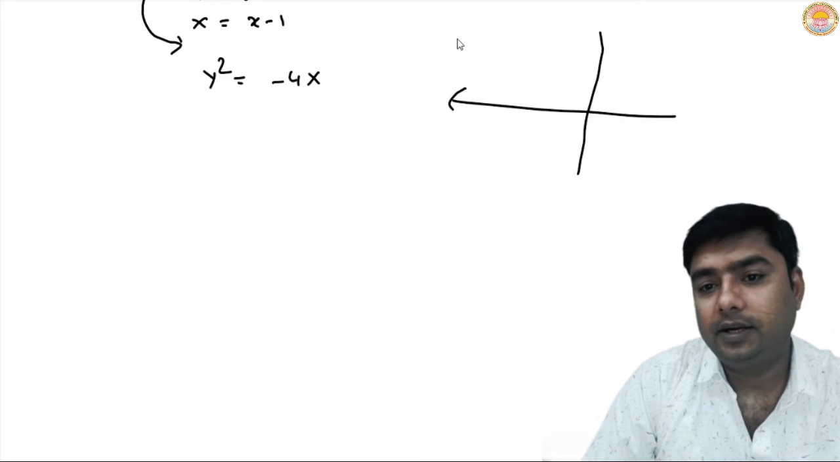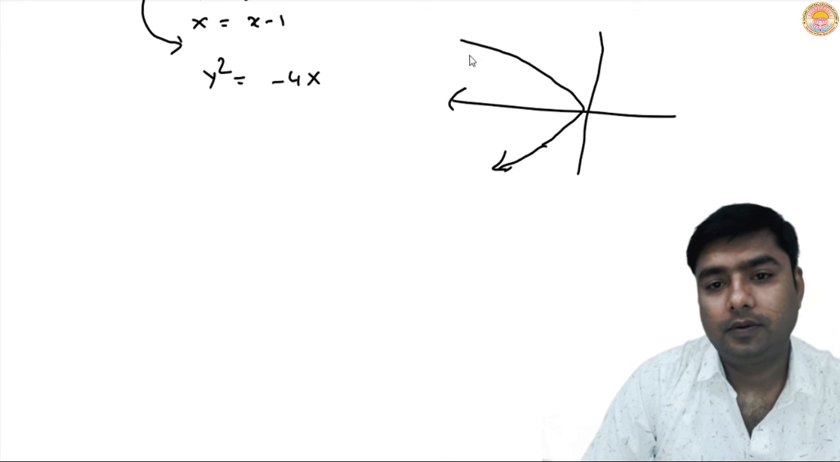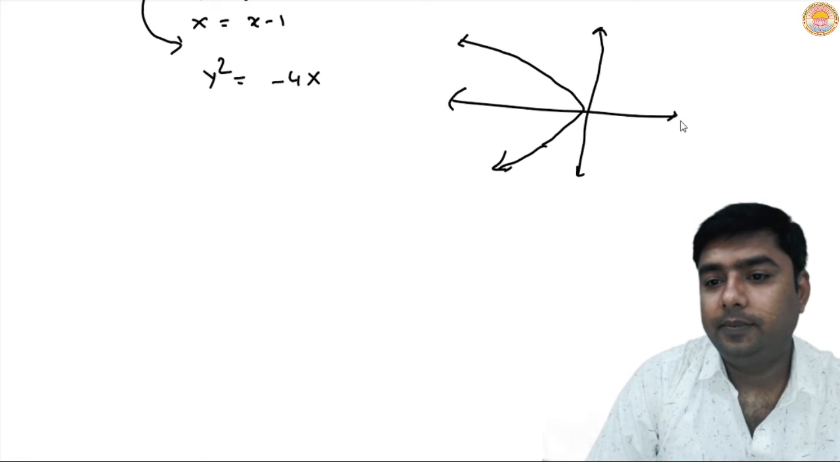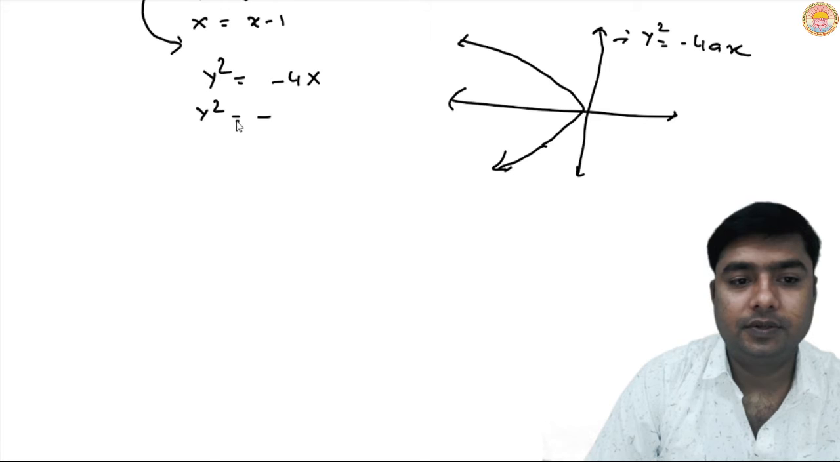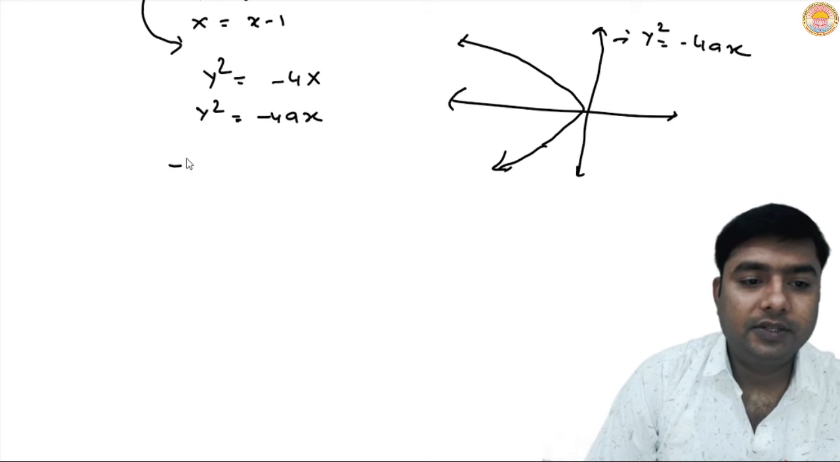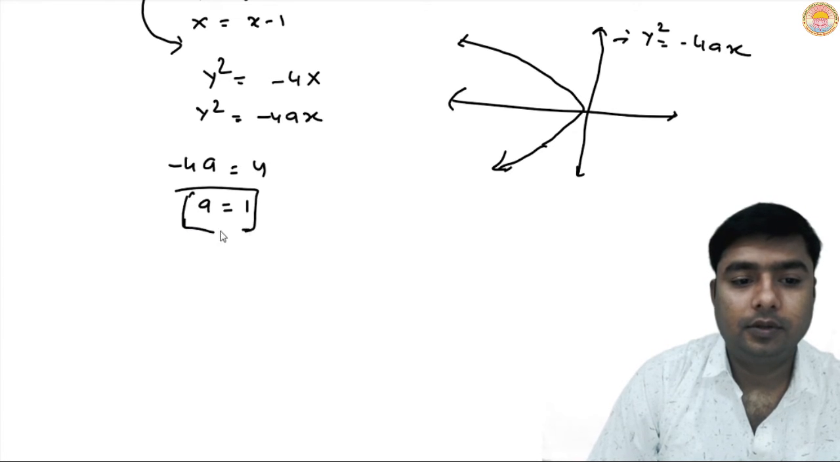So we can draw such a figure. This is known as a left-handed parabola, and its equation is y square equals minus 4ax. So we compare with the equation minus 4ax. Now minus 4a equals minus 4, it implies a equals 1.